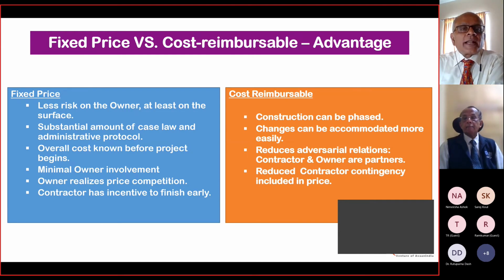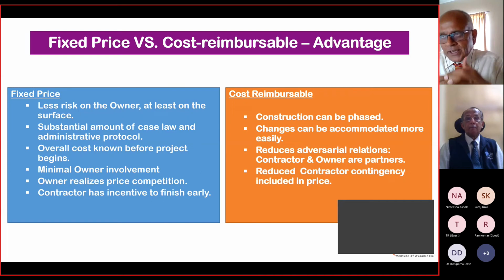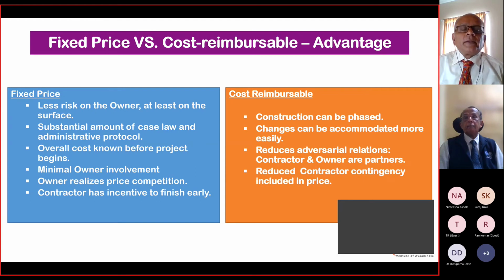The owner also realizes that there could be price competition that he or she would not be affected by in a fixed price contract, because the contractual obligations are already set and carved in stone. The contractor has an incentive here to finish early so that they do not get affected by the difference in prices over periods of time that may happen from time to time. So that's the advantages that a fixed price contract has.